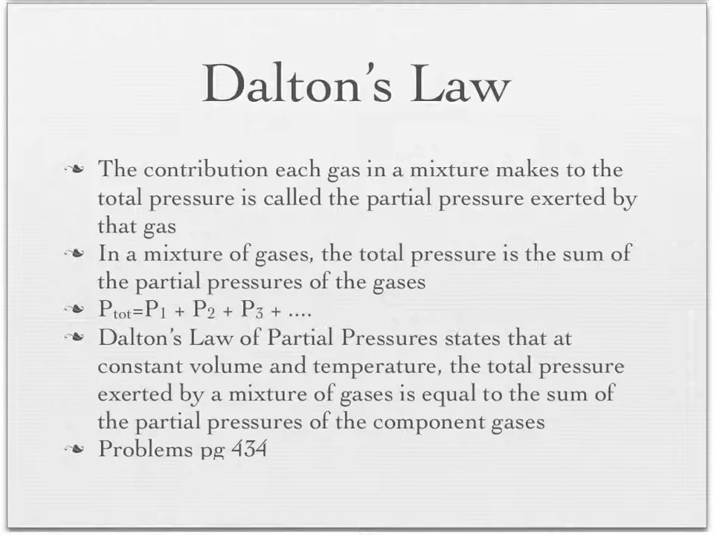Let's take a look at a problem on page 434. All right, the sample problem says air contains oxygen, nitrogen, carbon dioxide, and trace amounts of other gases. What's the partial pressure of oxygen at 101.3 kilopascals of total pressure? So we know our total pressure, P total, equals 101.3 kilopascals. We're trying to figure out the partial pressure of oxygen, which we don't know.